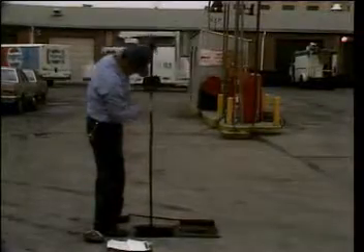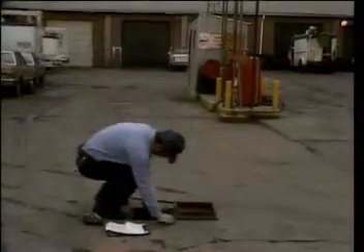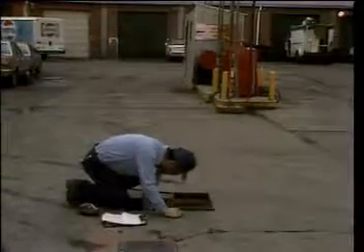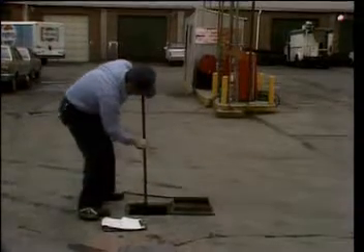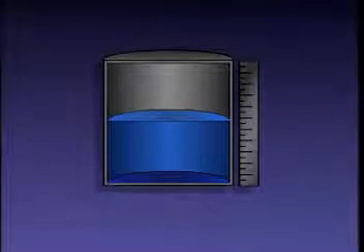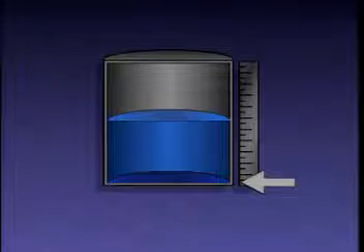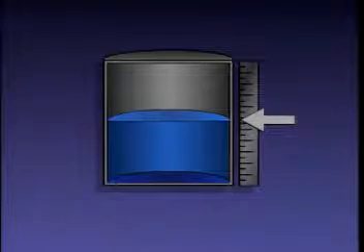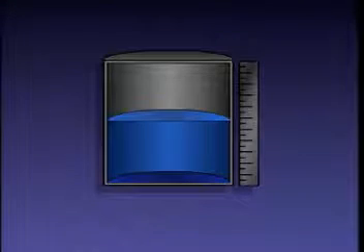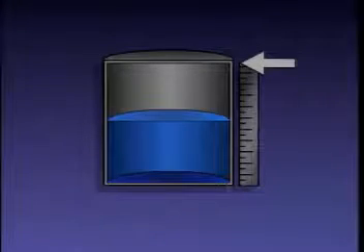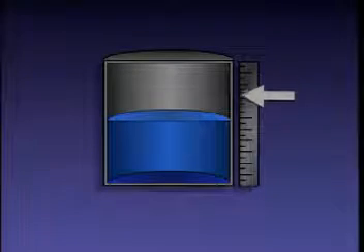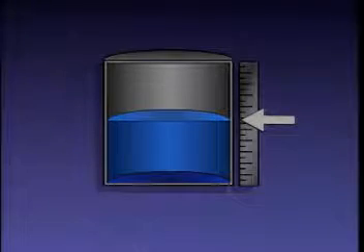The last process variable we'll discuss is level. Level can be defined as the position of a surface above or below a fixed reference point. For instance, in this illustration, if the reference point is at the bottom of the tank, measurements are taken from the bottom to the surface, indicating how much of the tank is filled. If the reference point is at the top of the tank, measurements are taken from the top to the surface, indicating how much of the tank remains to be filled.